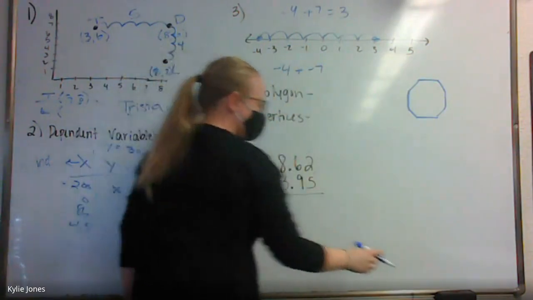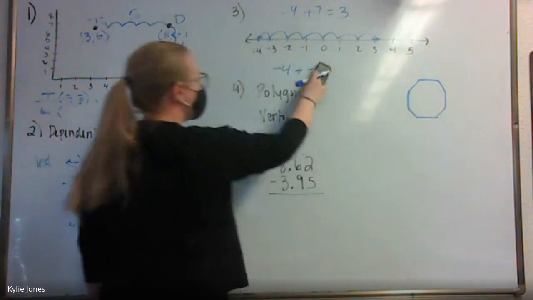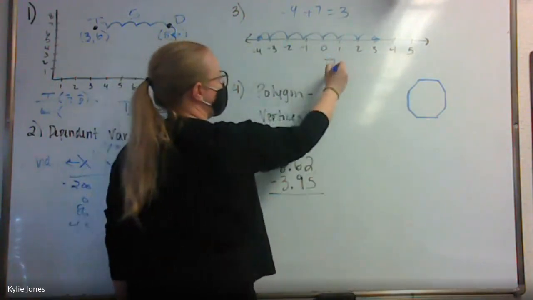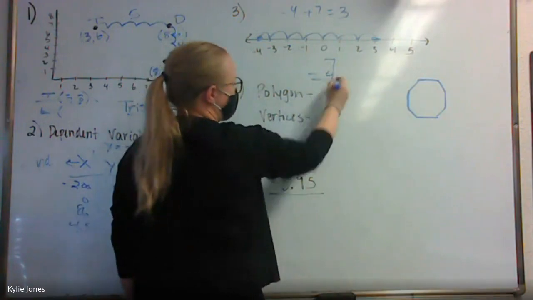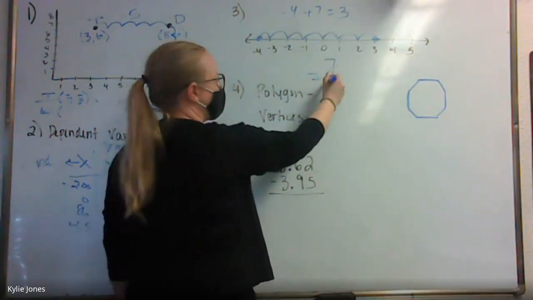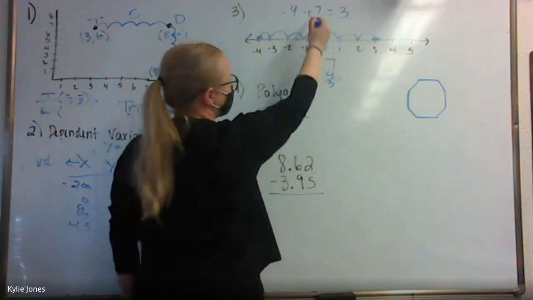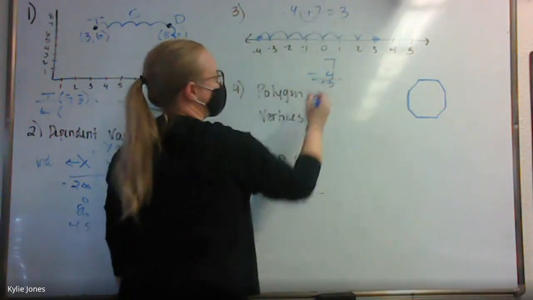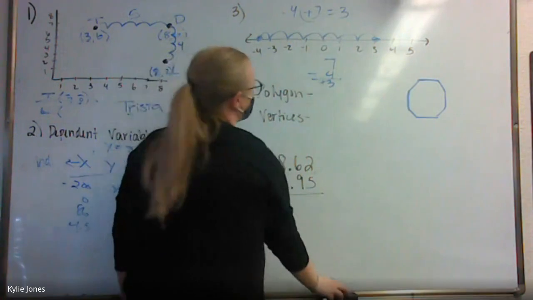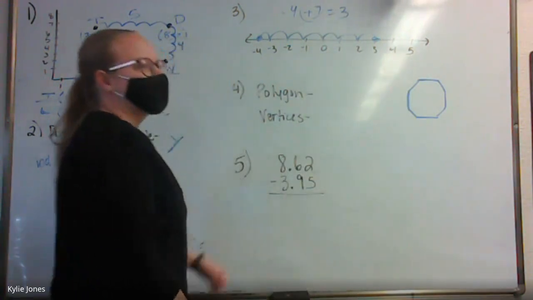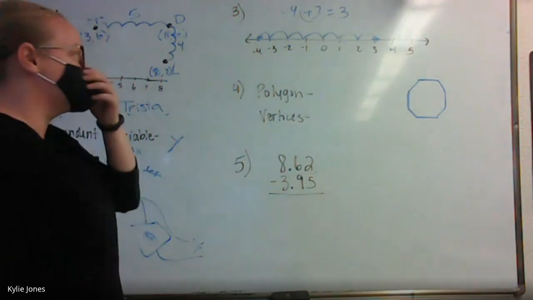If you were to do this without the number line, you would take your bigger number, 7, and subtract your smaller one, and you would get 3. And then you take the sign of your bigger number, so it would be a positive 3. I'm confused about that. The number line stuff is a little bit difficult. Integers are hard.